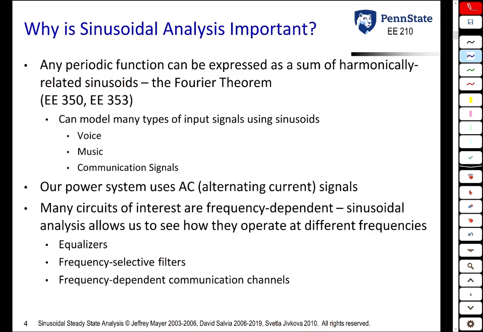So before we get into actually doing the math, let's discuss a little bit why this is important. Why is sinusoidal steady state analysis important? Well, for a couple reasons. First off, if you've taken a math course where you've learned about the Fourier theorem, you probably saw that any periodic function can be decomposed into a sum of harmonically related sinusoids. So for example, a square wave or a triangle wave of frequency 100 Hertz can be written as sinusoids of multiples of 100 Hertz: 100 Hertz, 200 Hertz, 300 Hertz, 400 Hertz, etc.